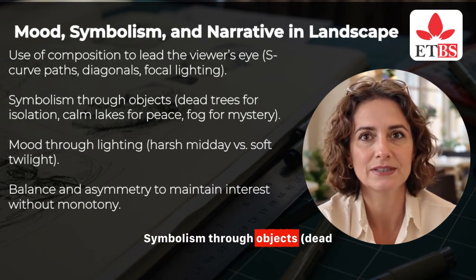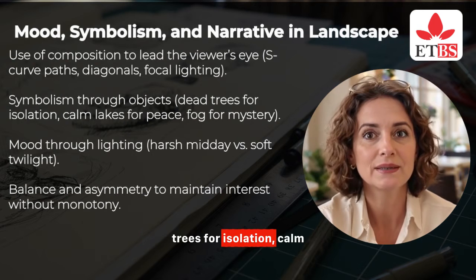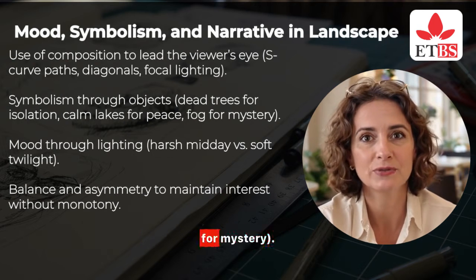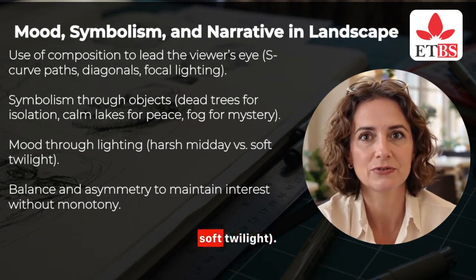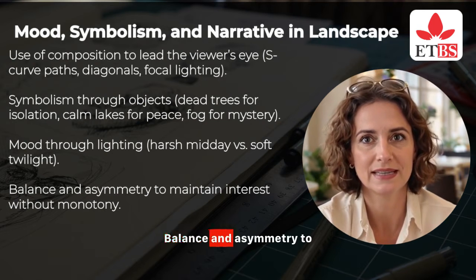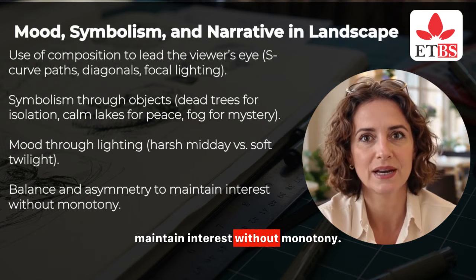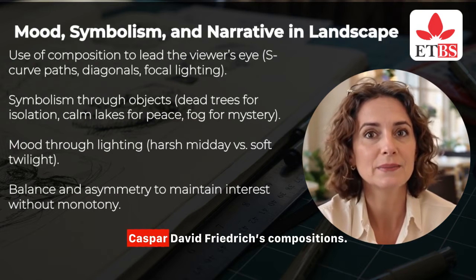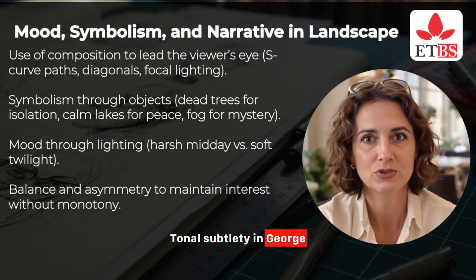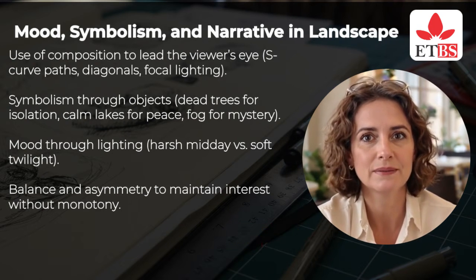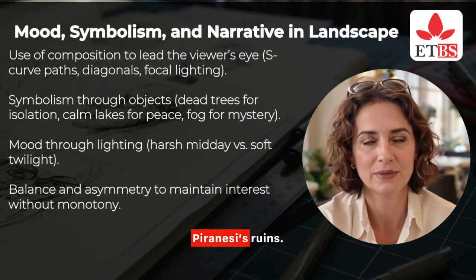Symbolism through objects: dead trees for isolation, calm lakes for peace, fog for mystery. Mood through lighting: harsh midday versus soft twilight. Balance and asymmetry to maintain interest without monotony. Case studies: romanticism in Caspar David Friedrich's compositions. Tonal subtlety in George Inness's moody skies. Drama and architecture in Piranesi's ruins.